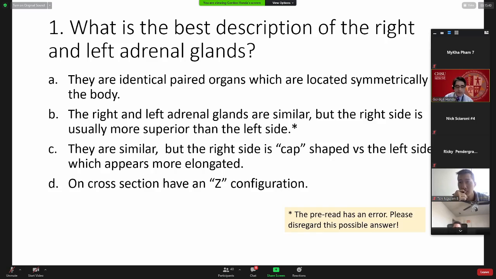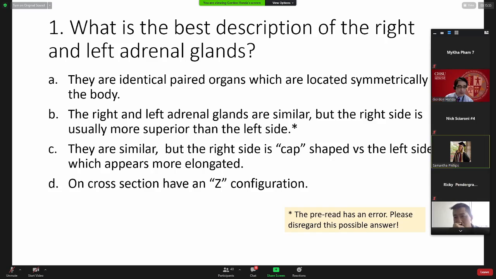Group two, what do you think the answer is? Just shout it out. Group two: I was thinking potentially C. I think that the left side usually seems more up and down, elongated to me. Okay, that's good. Does anyone else from group two have any thoughts on this matter? Okay, well, let's go on here.